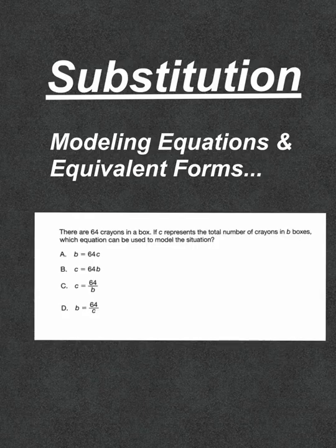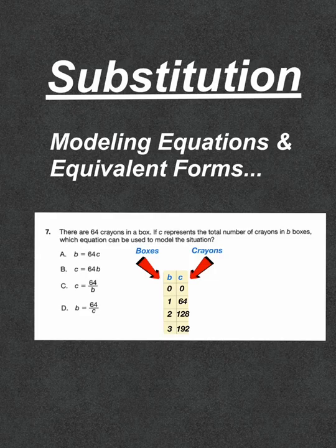Now, a strategy that I always teach the students and encourage them to use to help identify the correct solution is to have them create a table. So here's an example of the table that I'm talking about, and by now the students should be very comfortable creating a table on their own, where B represents the boxes and C represents the crayons.